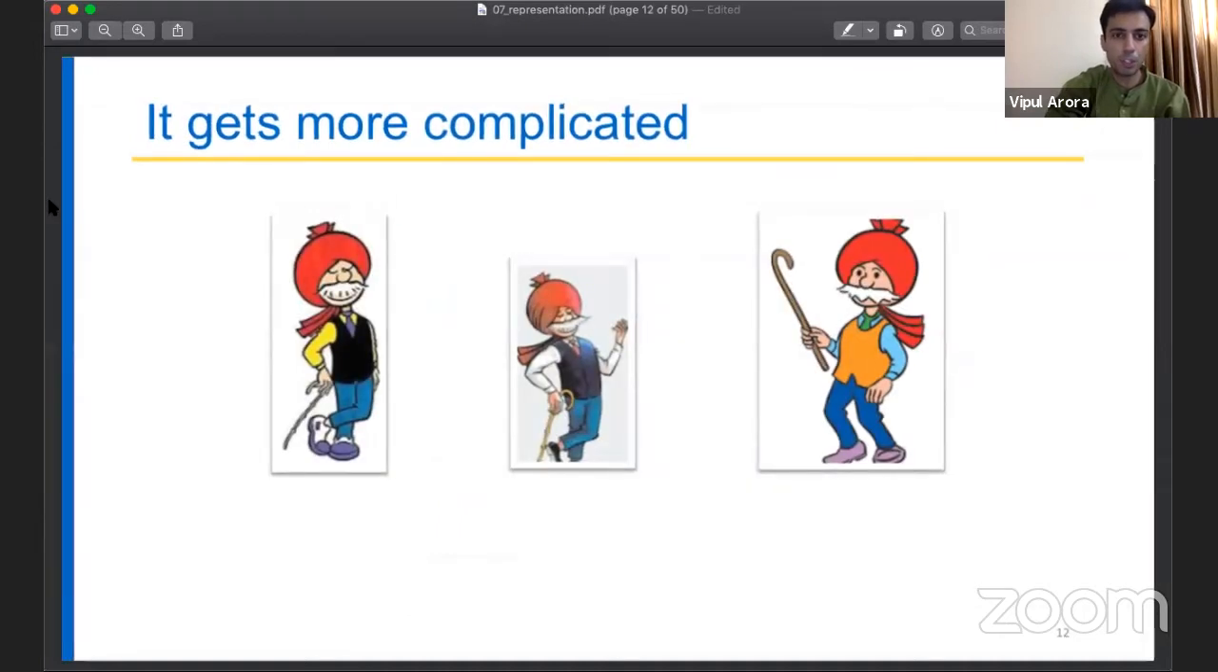Okay, it gets more complicated. If you have some person, then that person, if you look at, this is the same person, right? But still, the pixel-wise representation or the matrix representation will be so different. So how do we do this perceptual mapping, understand the perceptual space? Now the thing is that I will introduce one more concept.